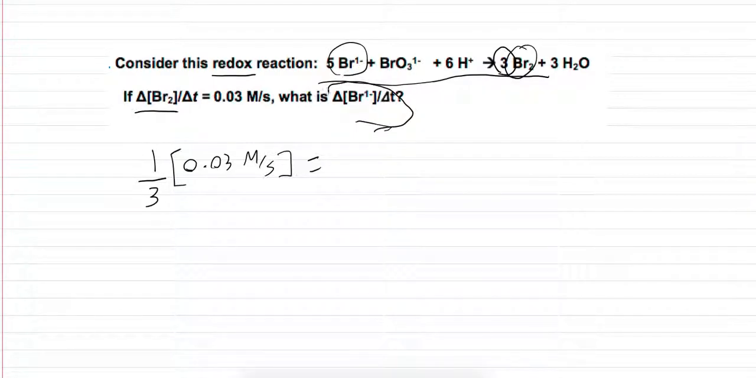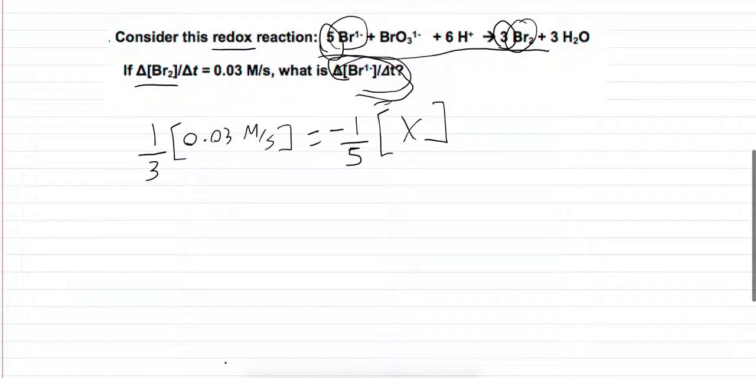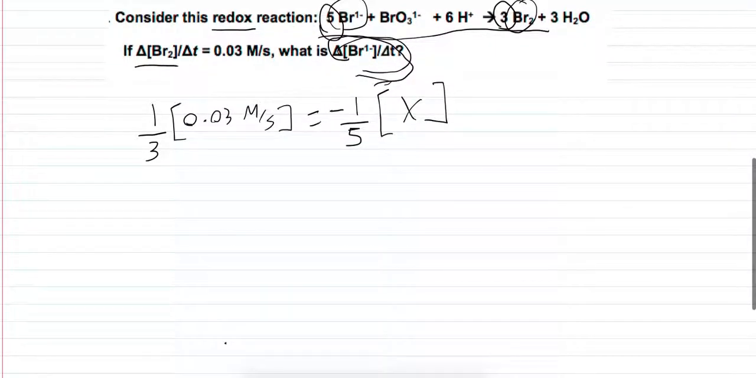Now because this is a reactant, it needs to be negative. So you need to have a negative 1 over the coefficient, which is 5. Negative 1 over 5. Now for the brackets, you have two options of what you can put in here. You can put in this, or you can just write x. Personally, I think writing x makes things easier. And now it just looks like high school algebra. When you're solving for x, take this negative sign with you.